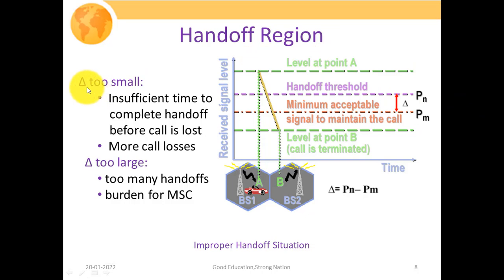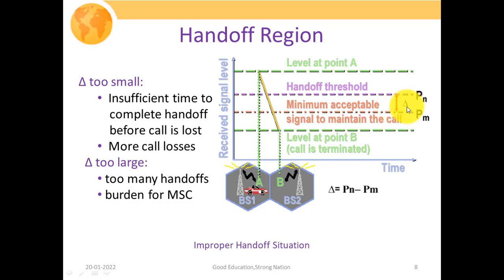First we consider when delta is too small. Obviously there is insufficient time to complete the handoff before the call is lost. If this delta is quite low, the time frame in which the user falls below the minimum acceptable level will be quite short, and the user is not in a state to get a successful call transfer from one base station to another. So if the delta value is quite low, we will get more dropped calls.